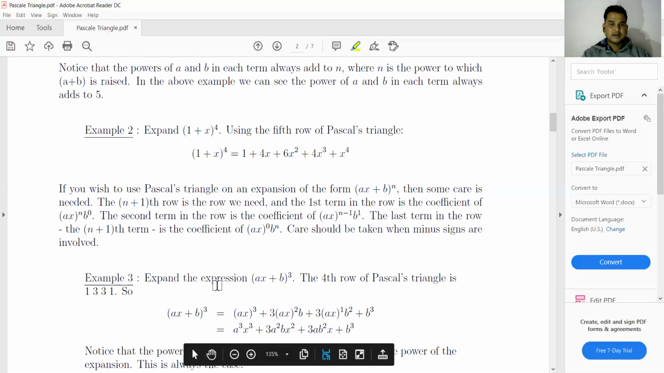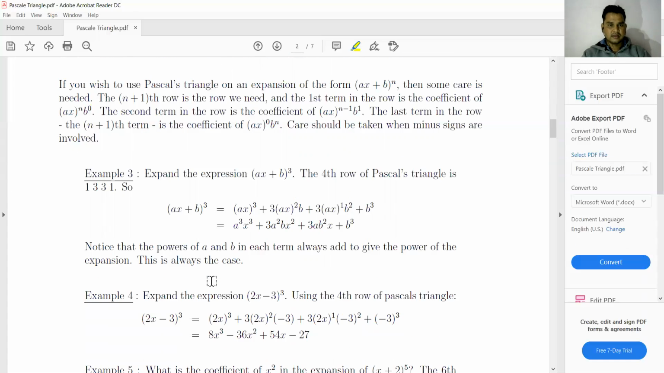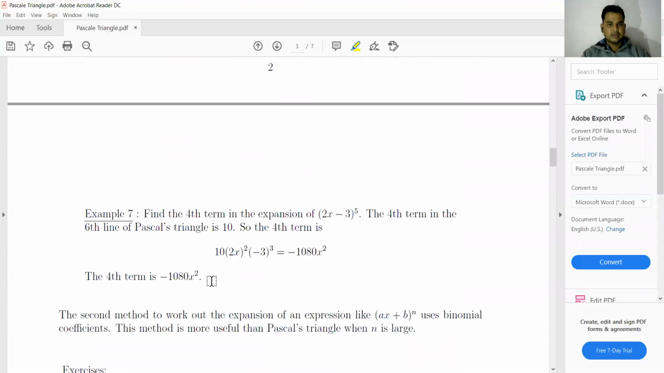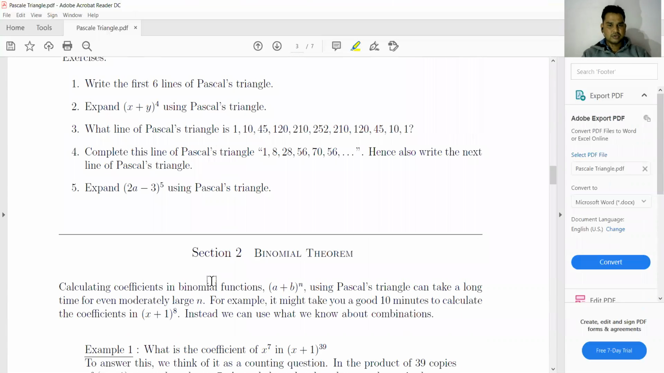Now here, expand the expression. The fourth row of the Pascal triangle, so yes, you can use the fourth row because a cube term is there, and for the cube term you have to use the next, that is 3 plus 1, row of the Pascal triangle. So these are some similar examples. Yes, you can solve these examples also.